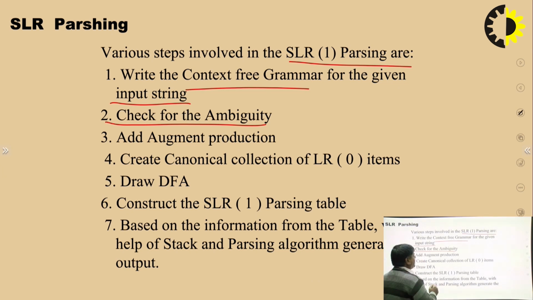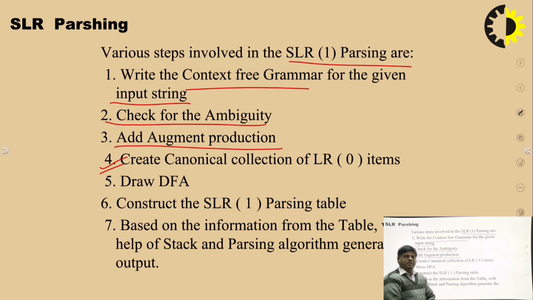Now, if the grammar is unambiguous, then we start the procedure. The third step is to add the augmented grammar. We add one extra production rule to the given context-free grammar. This procedure is known as the augmented grammar. This step is very important in the SLR parsing algorithm or any bottom-up parsing algorithm like the LR parsing algorithm or the CLR parsing algorithm or the LALR parsing algorithm.